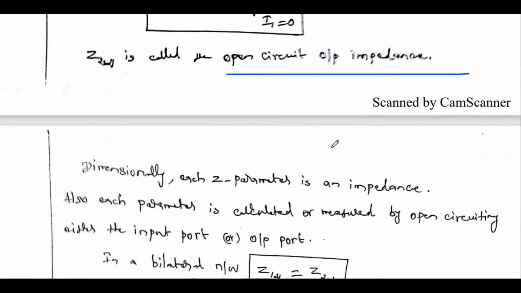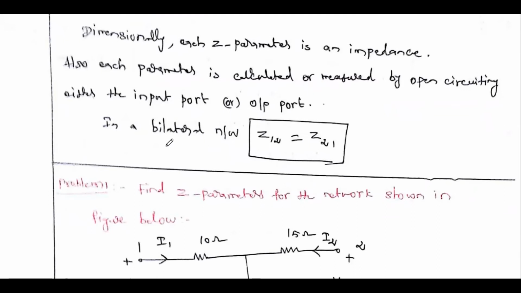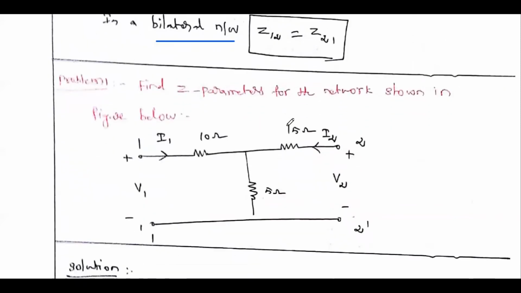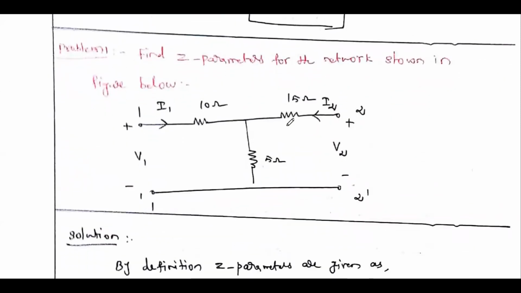Okay, ohms. So next one, for a bilateral network. If the given two port network is a bilateral network, the Z12 value and Z21 value are the same. In the next videos, after solving four parameter problems, we are going to see the topic of reciprocity and symmetry. If our network is a symmetrical network, it satisfies a condition, and we will derive that next. Then the next one, we are going to solve the Z parameter problem.